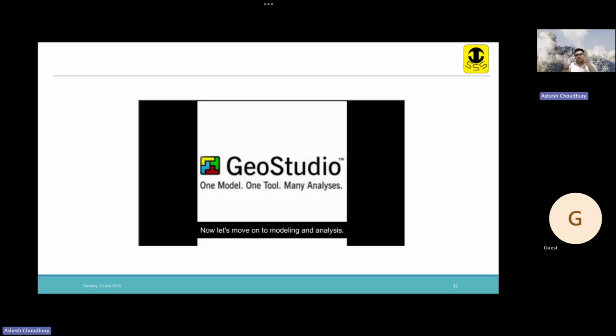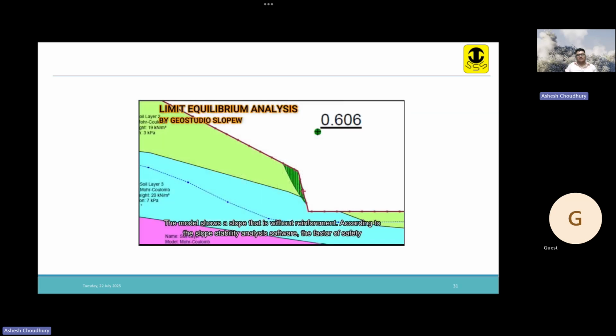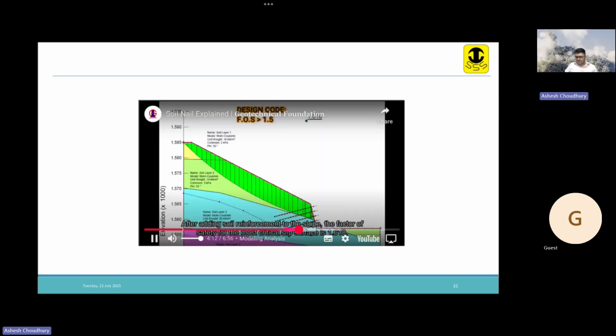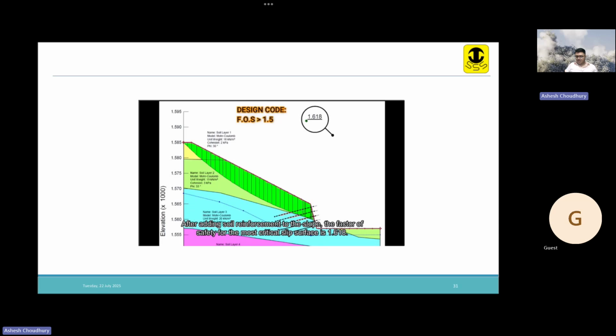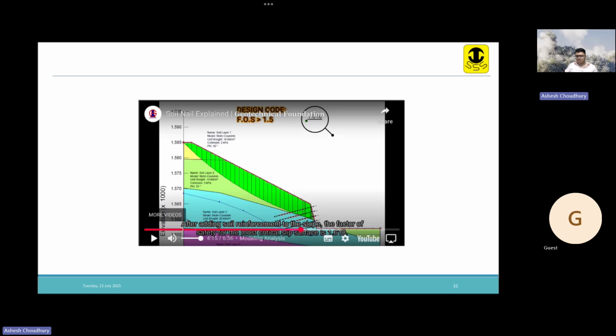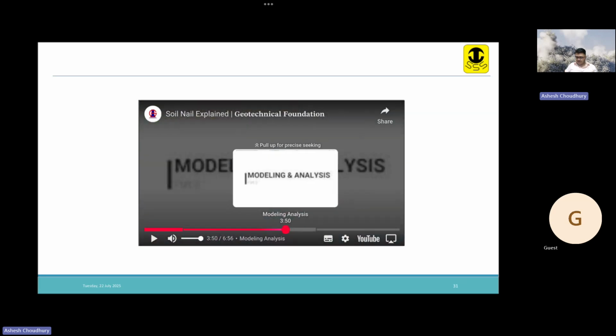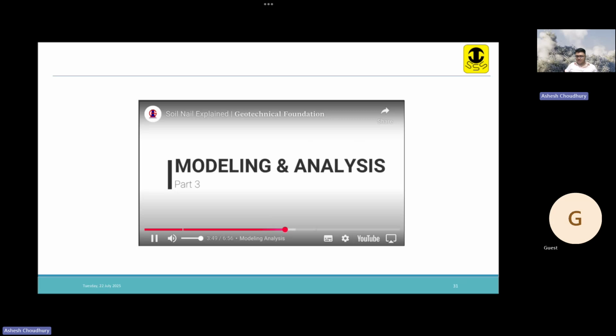Now let's move on to modeling and analysis. The model shows a slope that is without reinforcement. According to the slope stability analysis, for the most critical slip surface the factor of safety is 1.618. They have software called GeoStudio. They have done some modeling. If you want, I can play it also. You can see it is actually informative. After that, they will show their small experimentation that they have done.